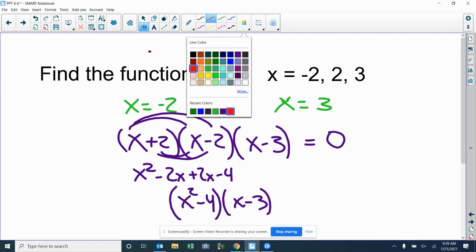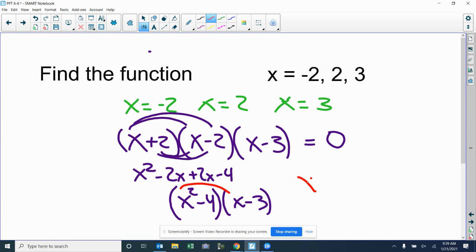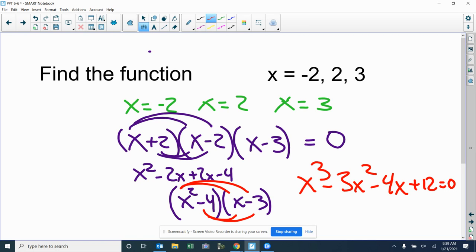Continuing on, x squared times x would give me x to the third. x squared times negative 3 would give me negative 3x squared. Negative 4 times x would give me negative 4x, and negative 4 times negative 3 gives me positive 12. And that is, going backwards, the polynomial with those as its roots. We've already done that this year with quadratics. You remember doing that? So it's the same thing, just FOILing.